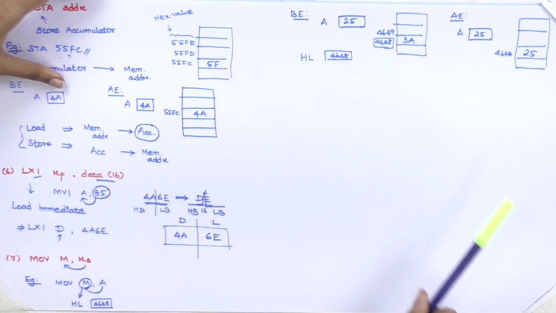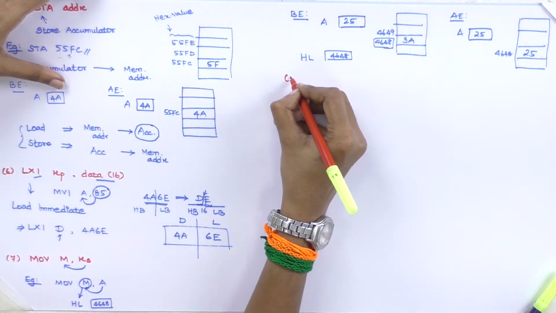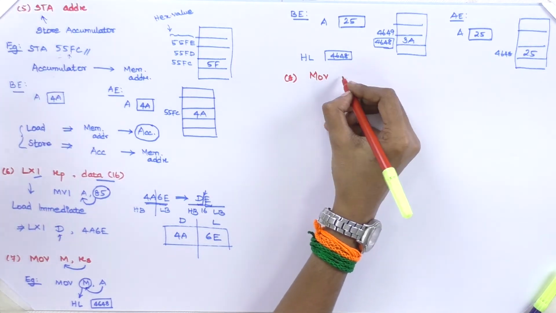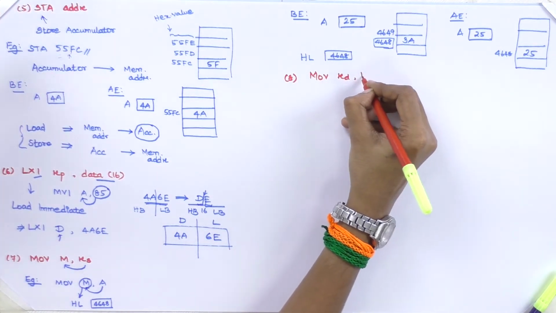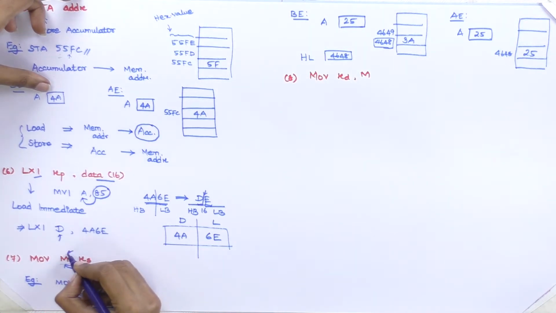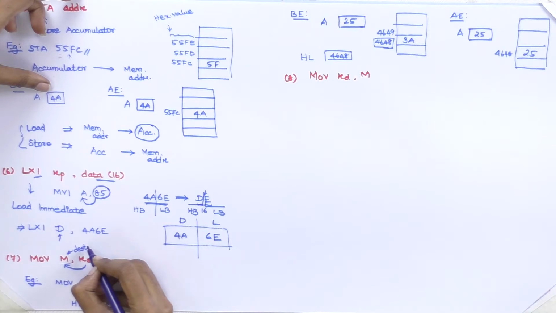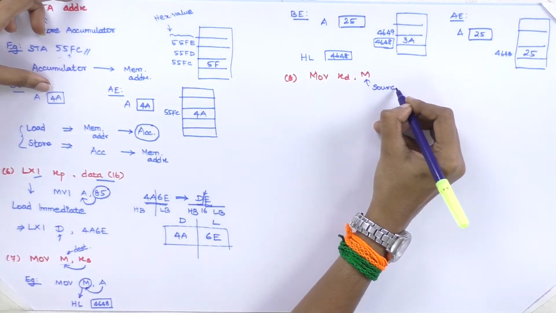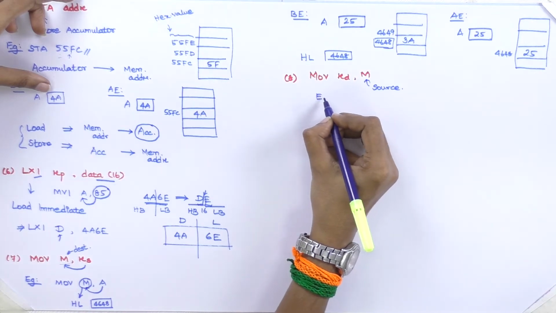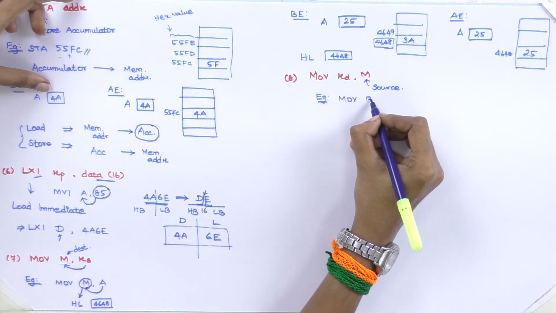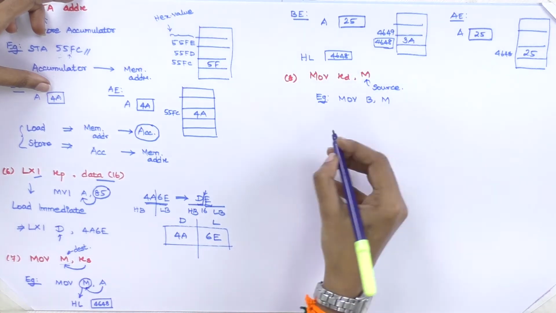Fine. Okay. So the next instruction that we are going to see is the vice versa of the previous instruction. So MOV Rd, M. In the previous instruction, memory is used as a destination. So in this instruction, memory is used as a source. So for example, MOV B, M.